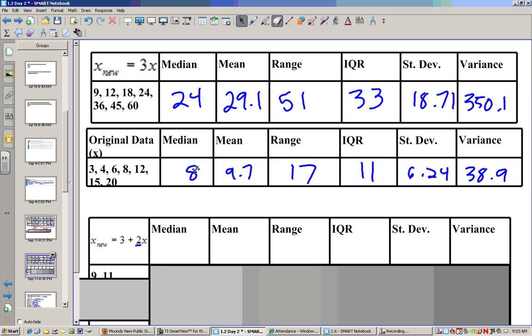All right, the original data set's on the bottom. You can see that the median is multiplied by 3, the mean is multiplied by 3, the range is multiplied by 3, IQR and standard deviation too, but the variance isn't. The variance is multiplied by 9.